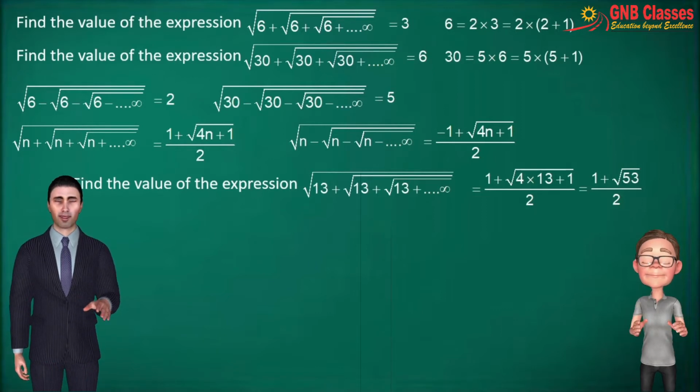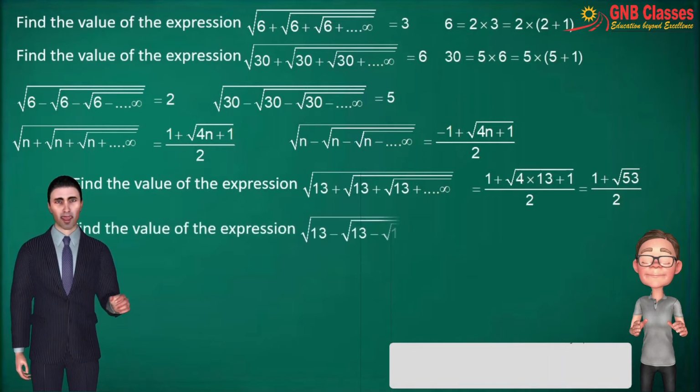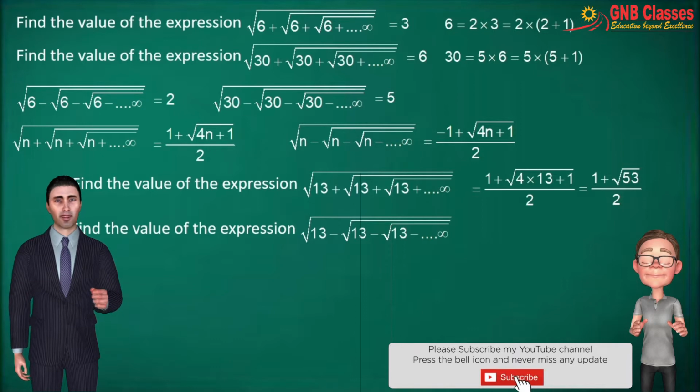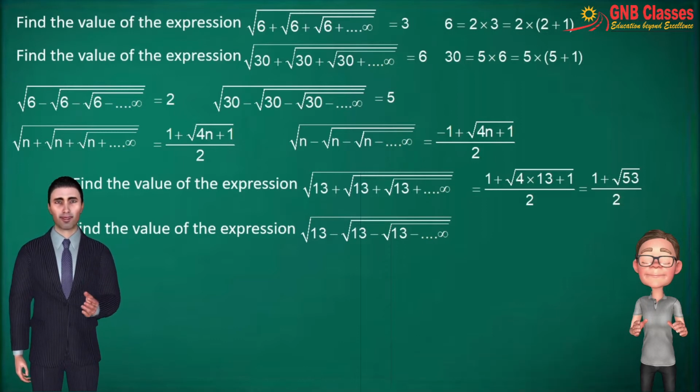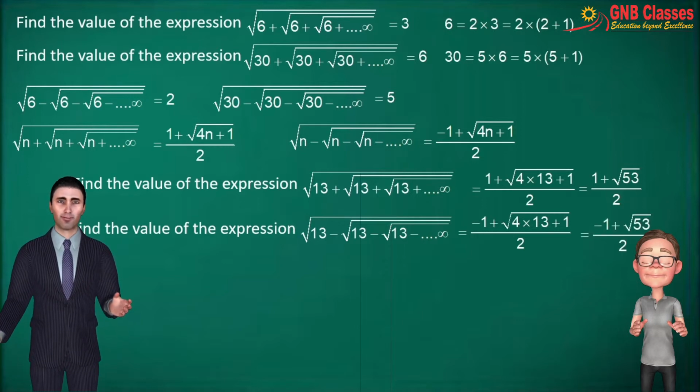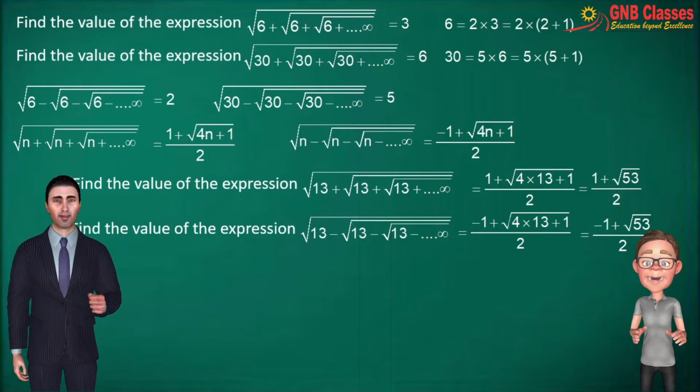Now take the other version of this sum with a minus sign in between. We have under root 13 minus under root 13 minus under root 13 till infinity. Here we will apply the formula minus 1 plus under root 4n plus 1 divided by 2. Here n is 13, so our answer will be minus 1 plus under root 53 divided by 2. Have you understood this? Yes, sir.